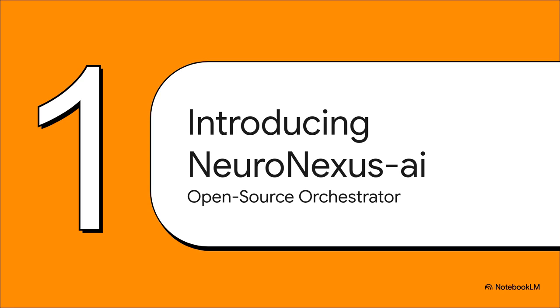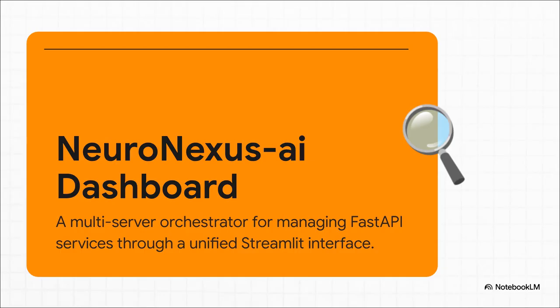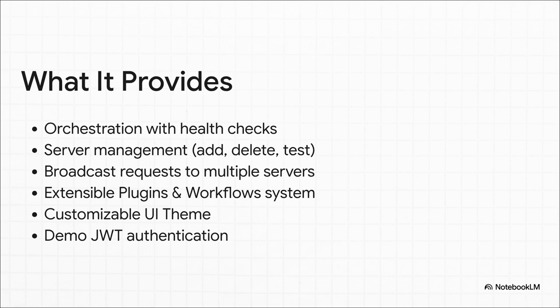The project we're talking about is NeuroNexus-ai. It was built from the ground up to solve this exact problem of orchestration. Let's just break that down for a sec. At its core, NeuroNexus-ai is an orchestrator. Its whole job is to manage and coordinate all your other services. It uses FastAPI for the backend APIs, which, if you know FastAPI, you know it's super fast and reliable. And then it pulls everything together into one clean dashboard using Streamlit, so you have a single place to see and control everything.